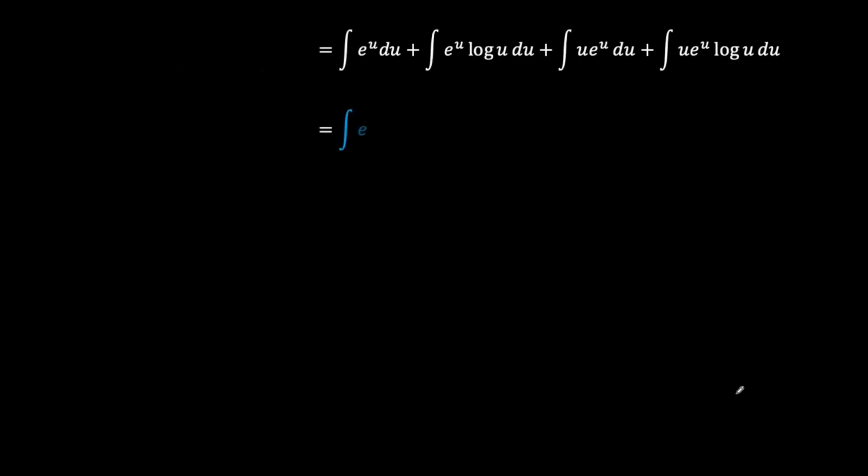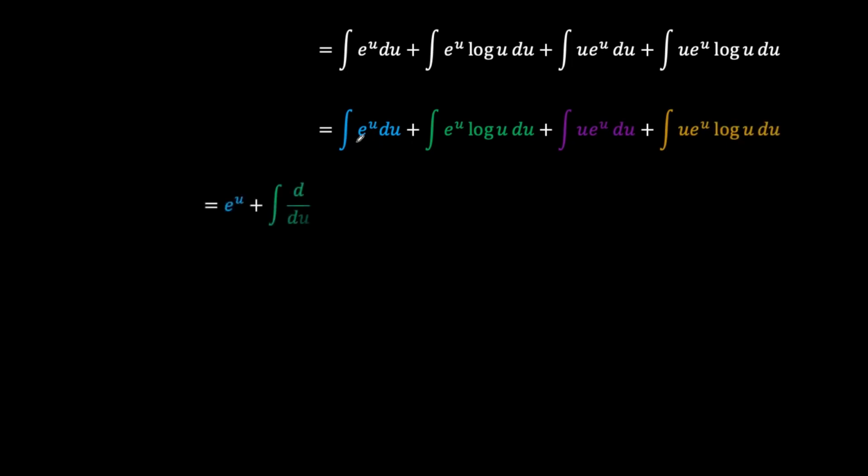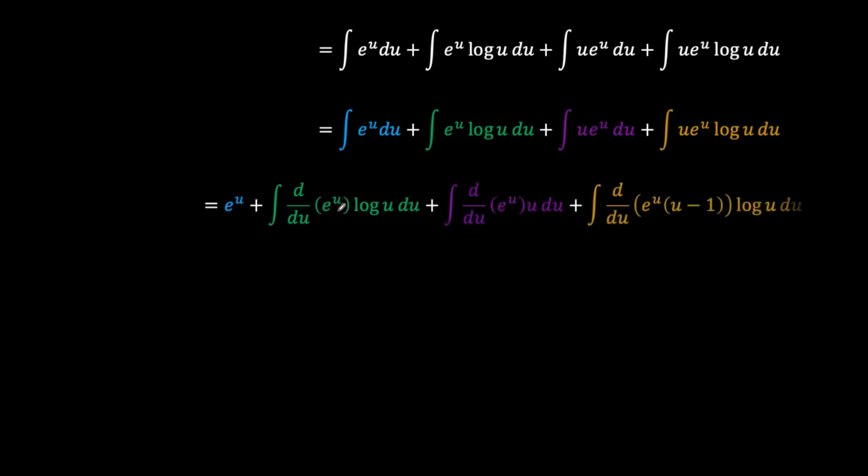I do like color coding these problems. So we have the blue, we have the green, we have the purple, and then we do have the yellow. So the blue, which is e to the power u, is a very simple problem. The integral of e to the power u is the same as e to the power u. And then here we're going to try and use integration by parts. As we said, e to the power u is the same as its integral.